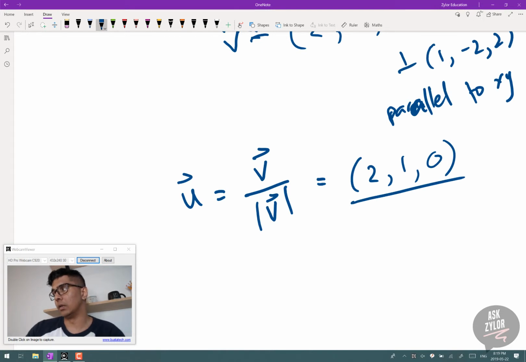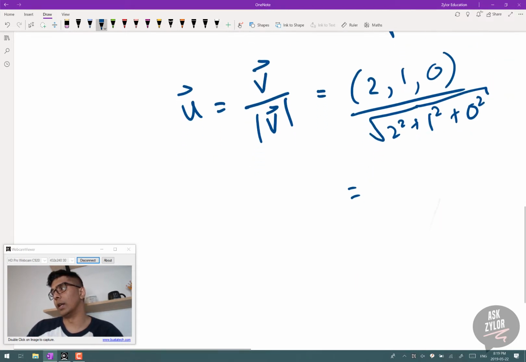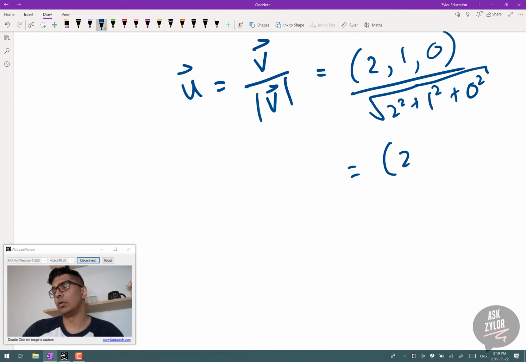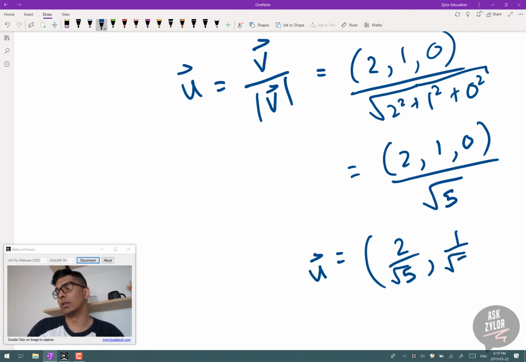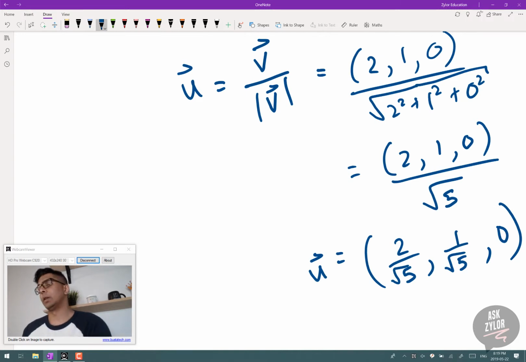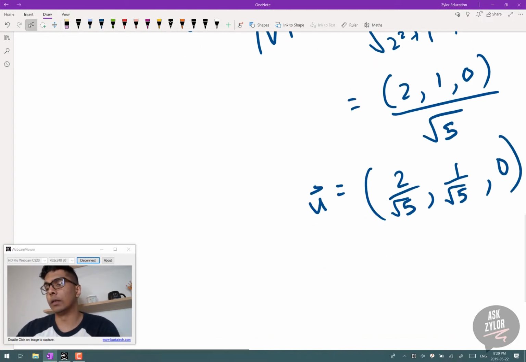Divided by the magnitude would be the square root of 2 squared plus 1 squared plus 0 squared, which ends up being the square root of 5. So I have (2, 1, 0) divided by the square root of 5. And this evaluates to 2 over root 5, 1 over root 5, and just 0. So this is one of the unit vectors.